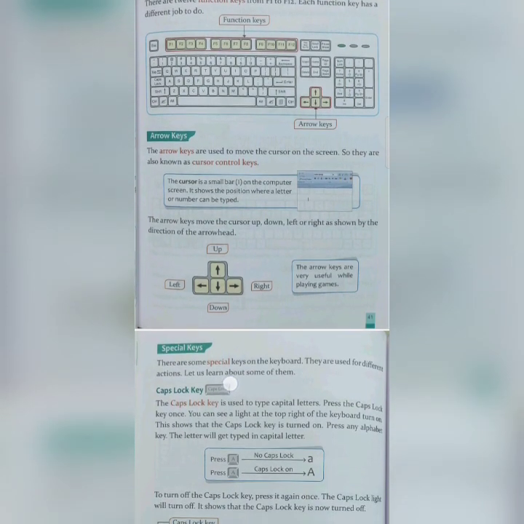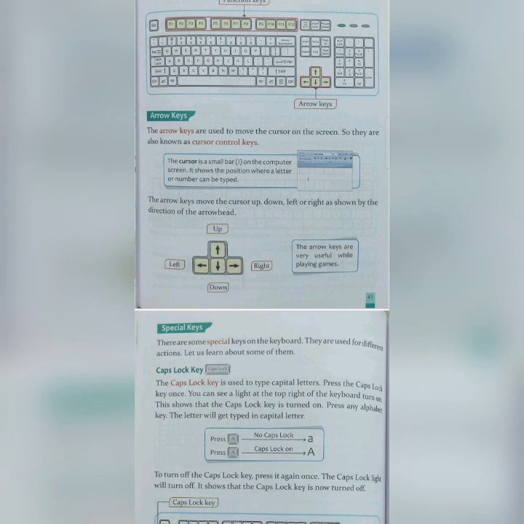Next is the arrow keys. The arrow keys are used to move the cursor on the screen. So they are also known as cursor control keys. So suppose you have to scroll back to para 1, then how will you go? You can press the upper arrow key. If you need to come down, press the lower arrow key. Left for left and right for right, and that is why they are also known as cursor control keys.